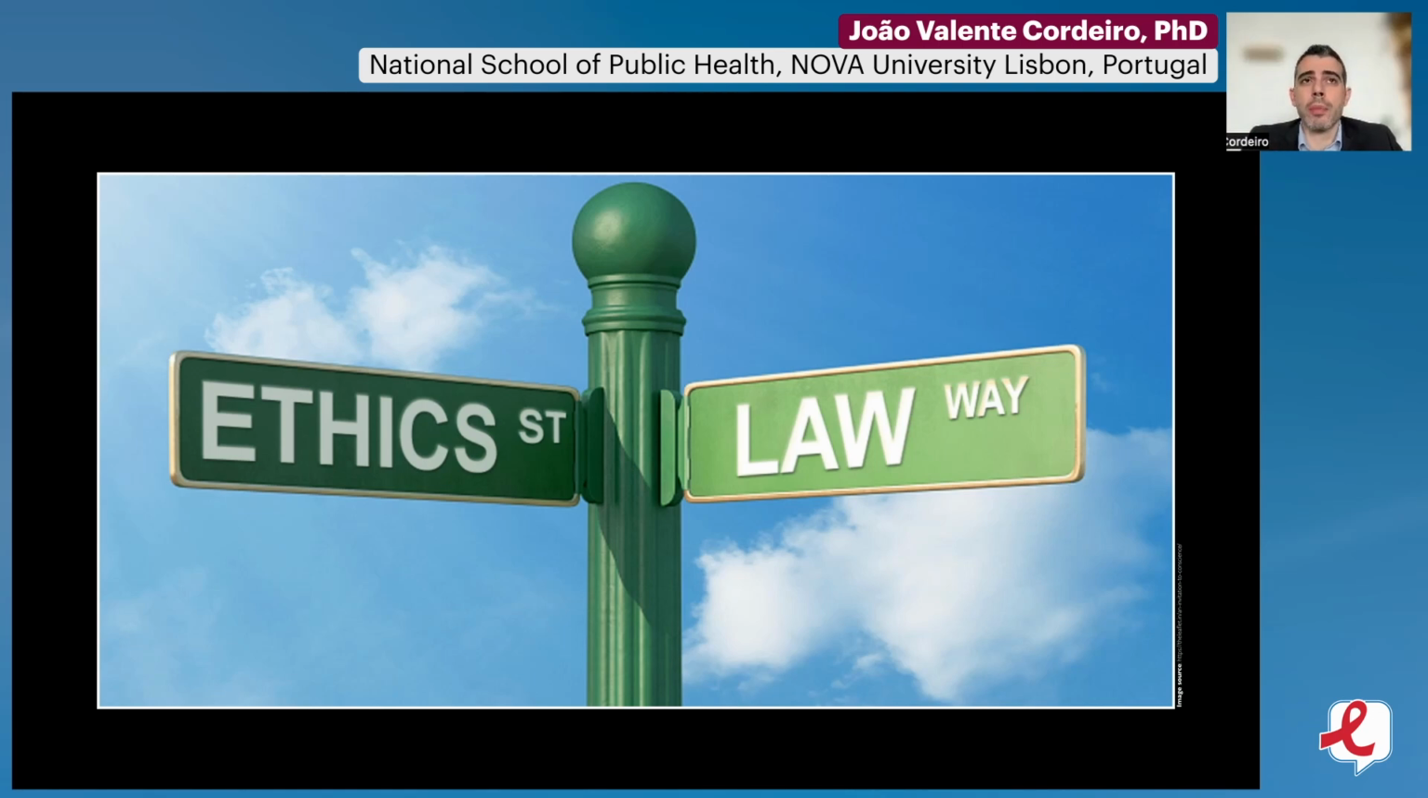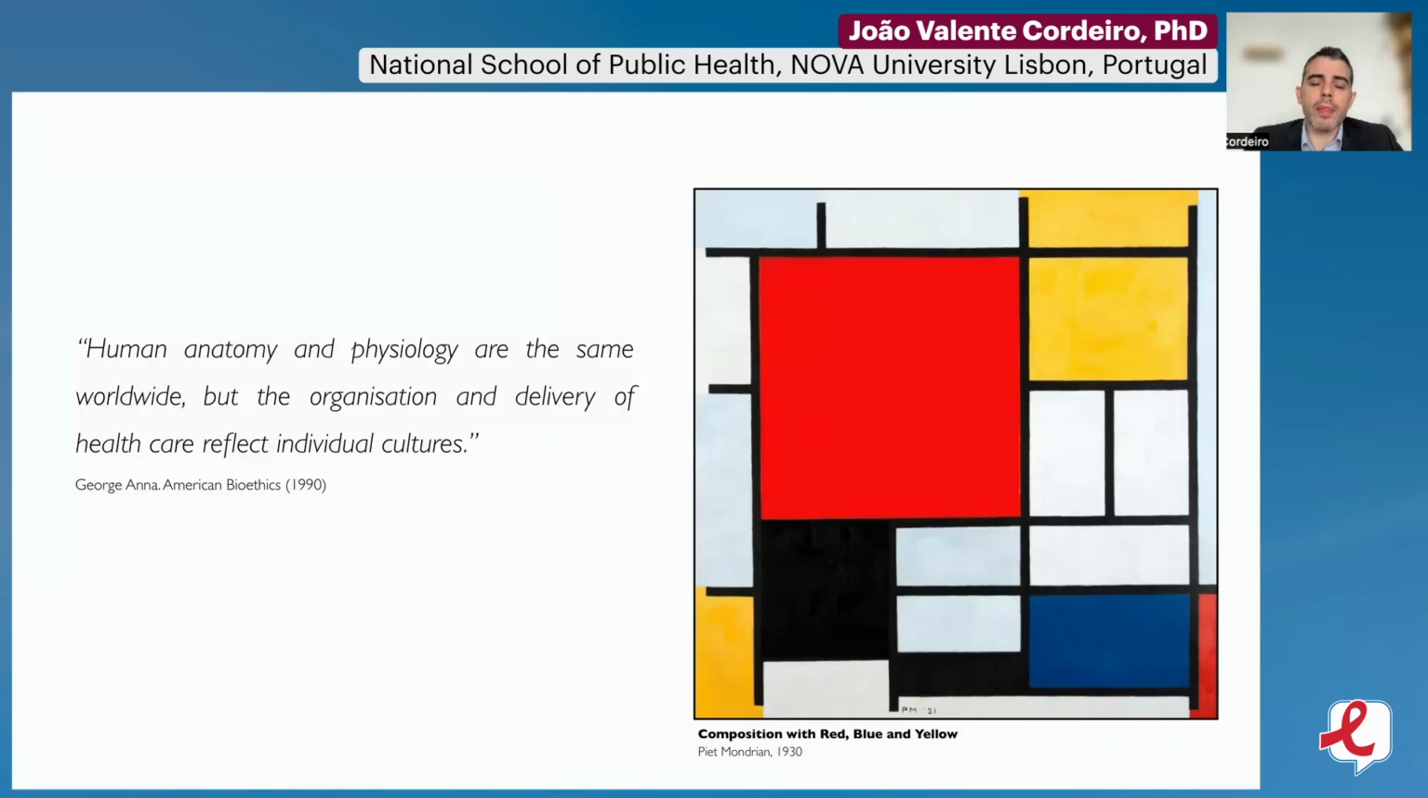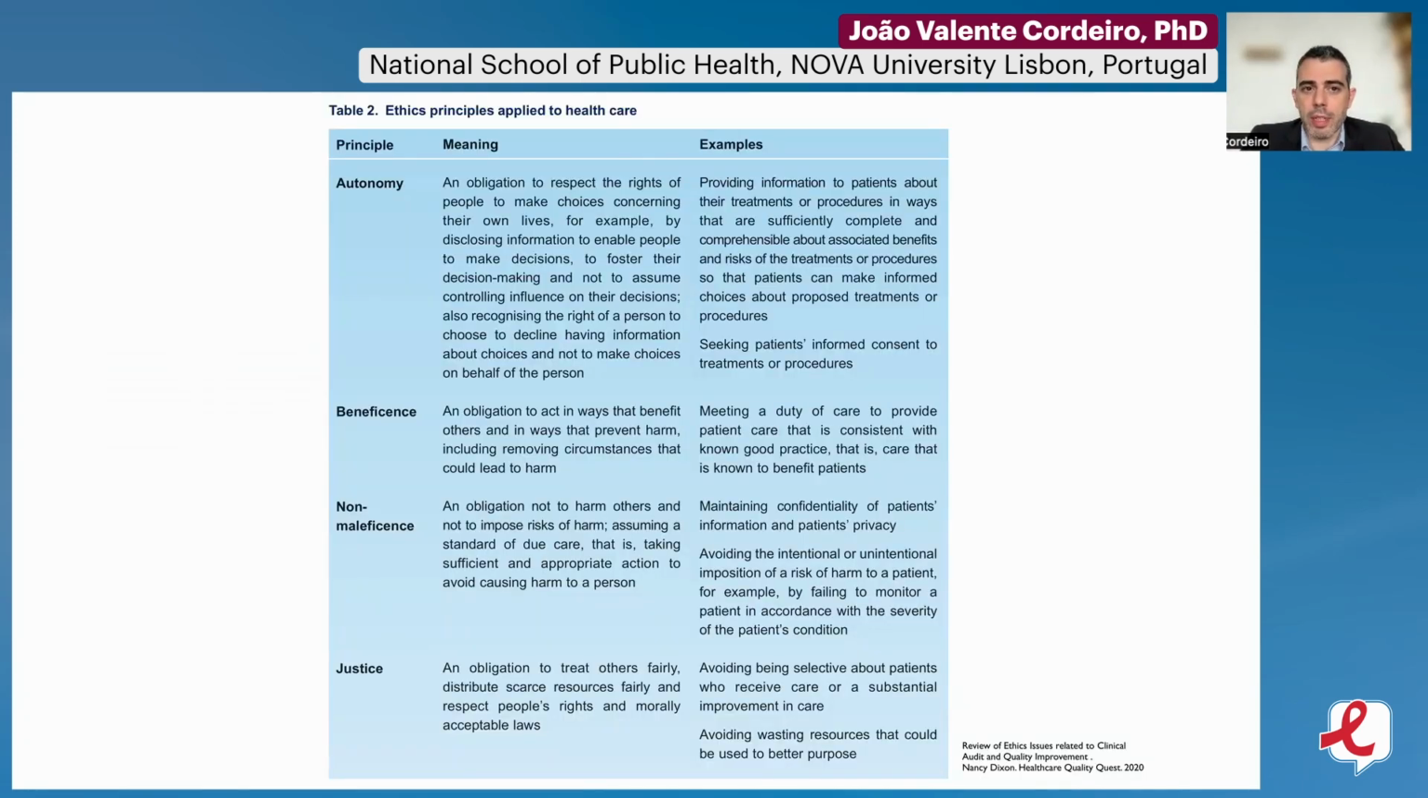So the challenge is multifactorial, and it calls for different approaches from ethics and the law, which bring to the table complementary strategies. Especially if we look at another factor that renders the discussion even more complex, which is condensed here in this statement by George Annas, published in the book American Bioethics, when he says that human anatomy and physiology are the same worldwide, but the organization and delivery of healthcare reflect individual cultures. So the ethical, legal, and social strategies cannot be the same for every part of the world. So that brings with it an added layer of complexity.